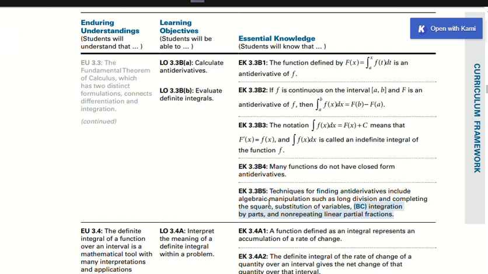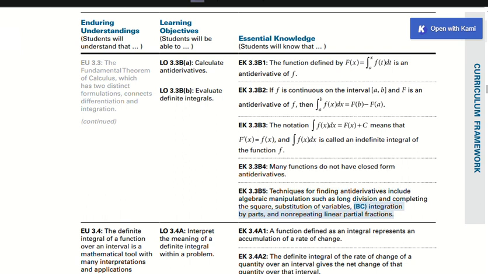Completing the square, that's what I'm going to show you today. Substitution of variables. When they say that, they mean u du. Integration by parts, that's u dv. And non-repeating linear partial fractions. We've done all of that, except for completing the square. What does that even mean? Well, that's what we're going to find out right now. And then the rest of it is just other stuff involving the integral that we've already done.